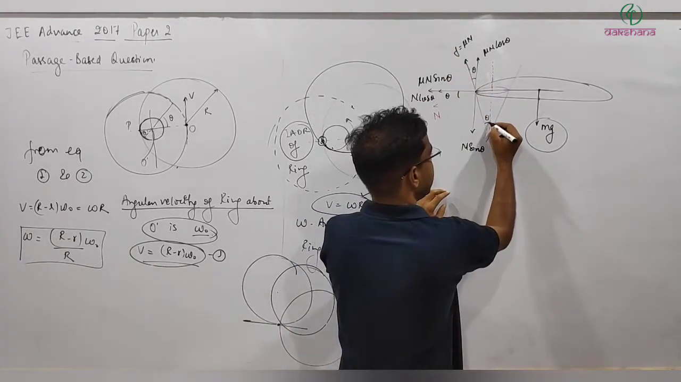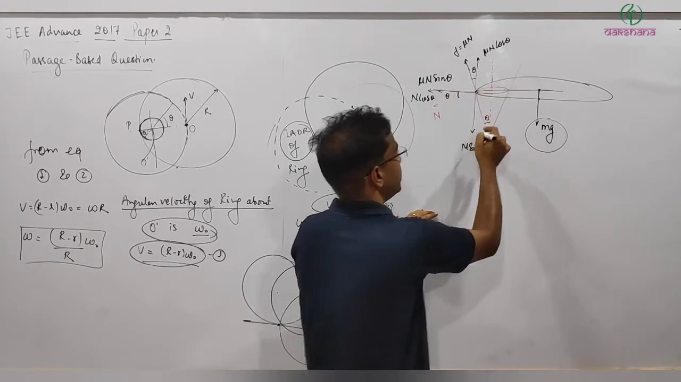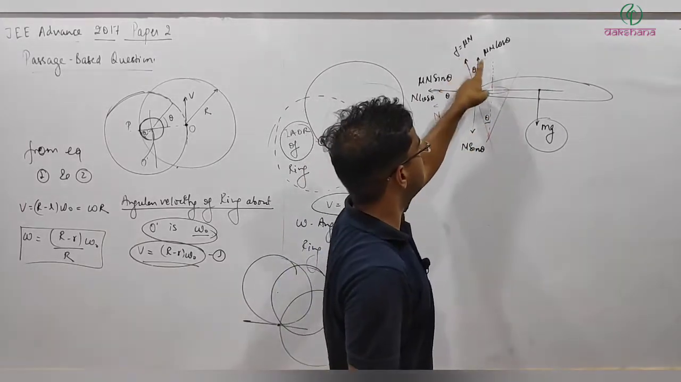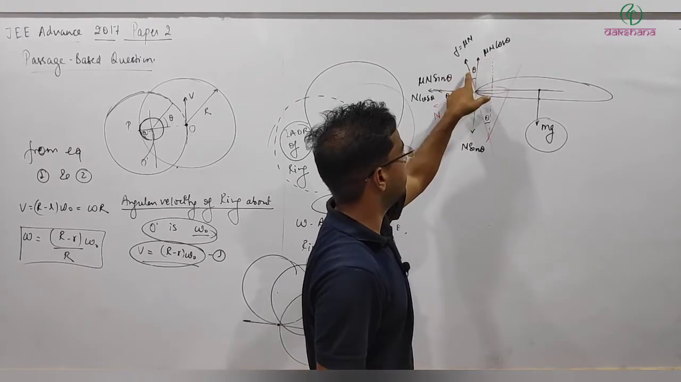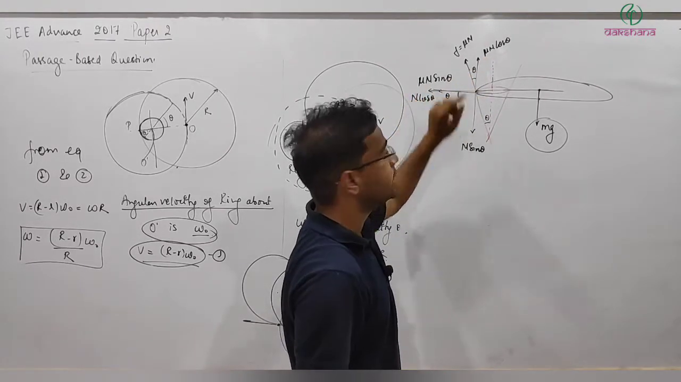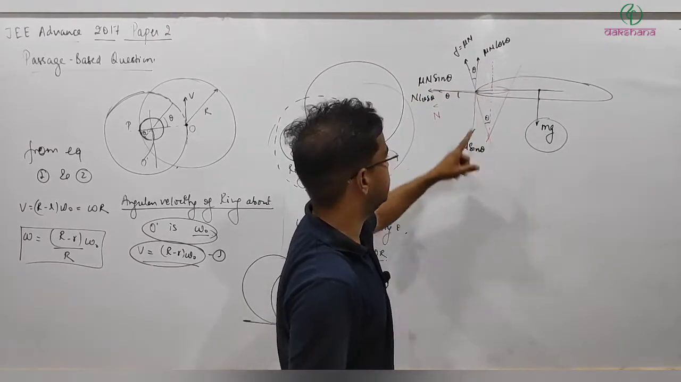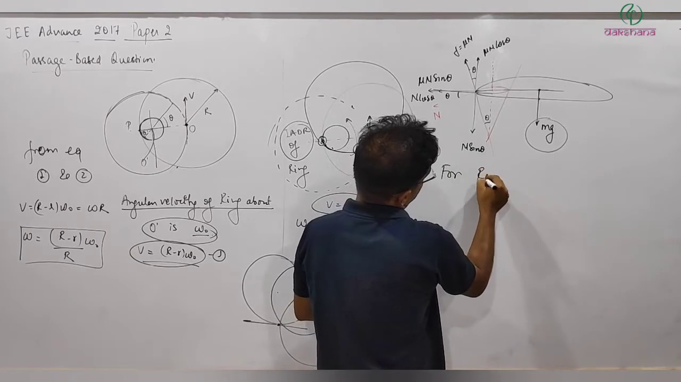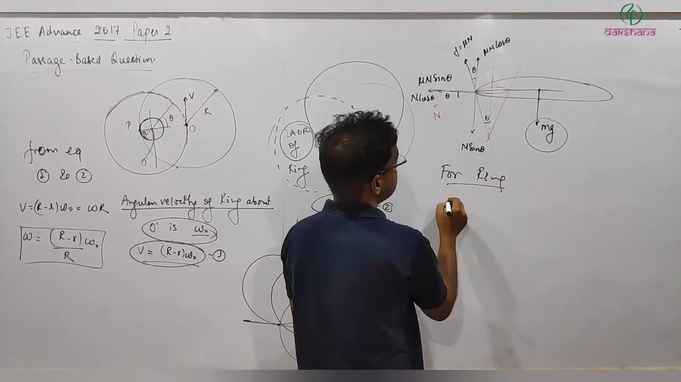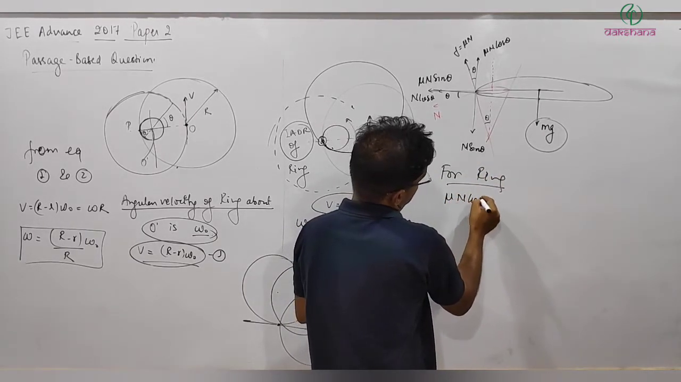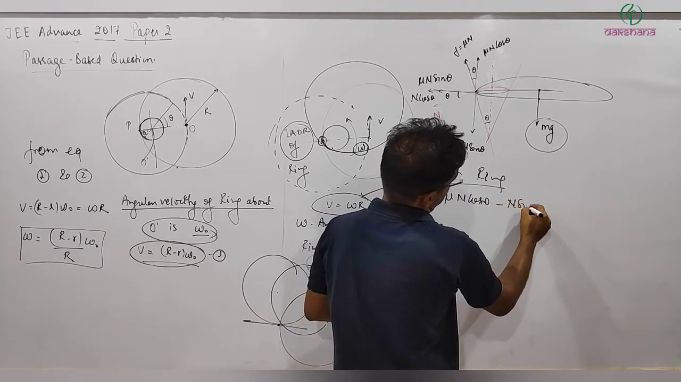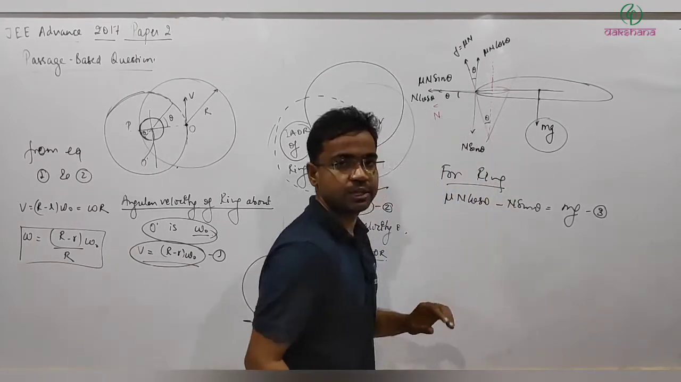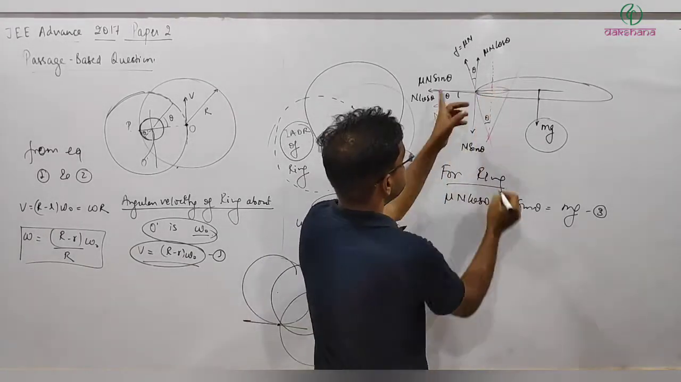Resolving, if I take this angle as theta, then I can resolve into components. So for n, it's n cos theta, and this is n sin theta. Friction force mu n cos theta, and the component of this friction force in this direction is mu n sin theta. Now I can balance the things for the ring. So for the ring, what we can write is mu n cos theta minus n sin theta must be balancing mg. Let me write, this is equation number 3.